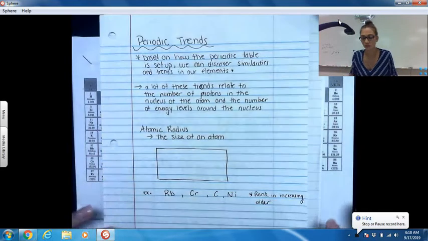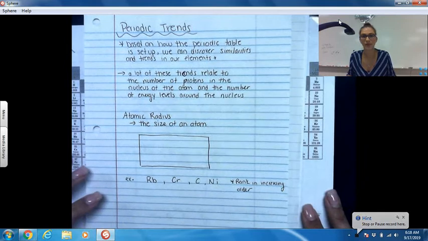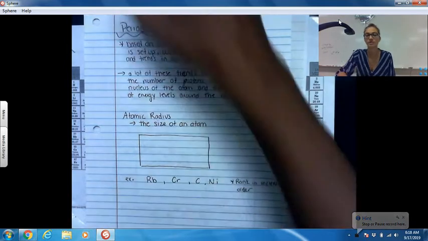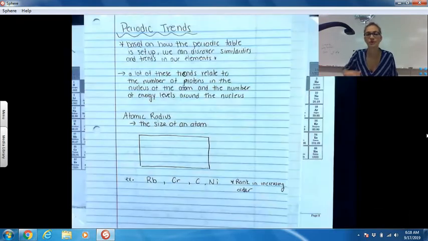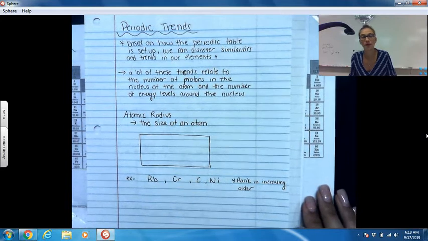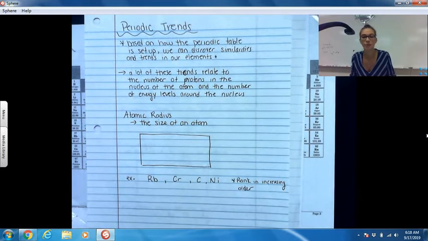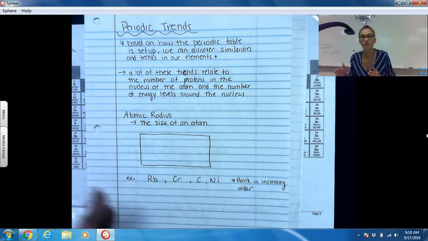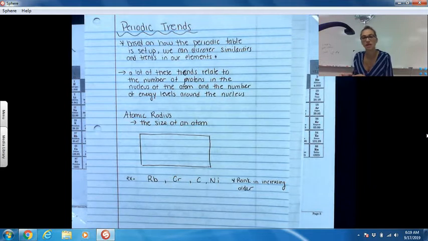All right, today we're going to talk about periodic trends. Periodic trends is a way for us to look at the periodic table and figure out how different elements are in relation to one another. When the periodic table was set up, we know that it was set up in order of increasing atomic number, which is the increasing number of protons. And because the number of protons increase as we go through the periodic table, this creates some trends.